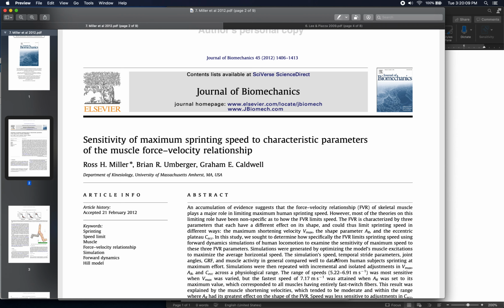Number 7 here in our series on sprinting biomechanics is actually one of my own papers. This is a study I did, or published at least, in 2012. This was part of my dissertation when I was a doctoral student and was studying running generally and sprinting biomechanics specifically.